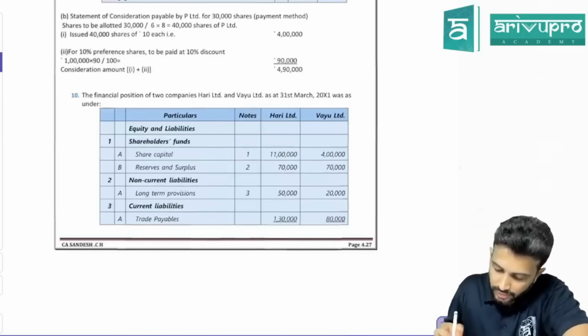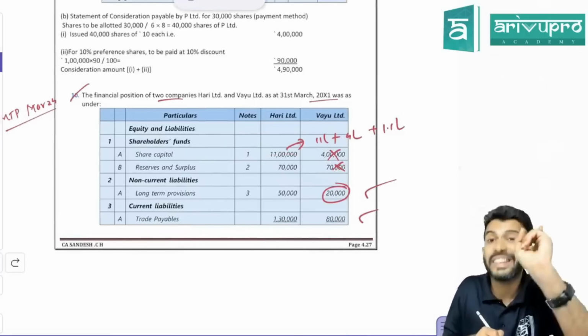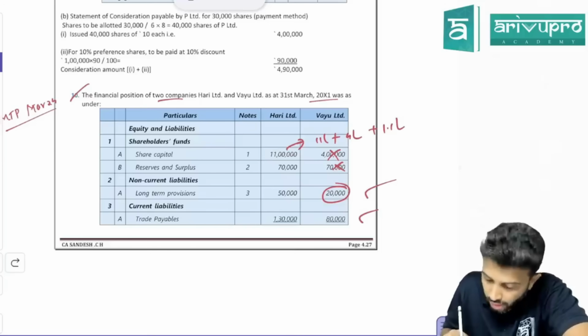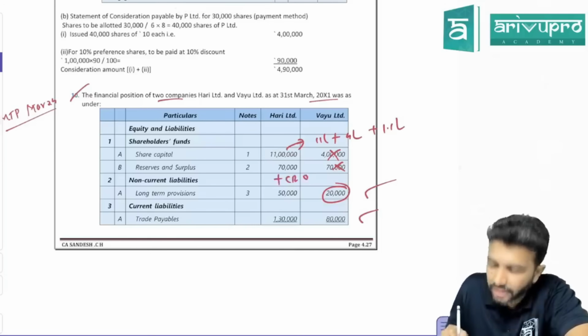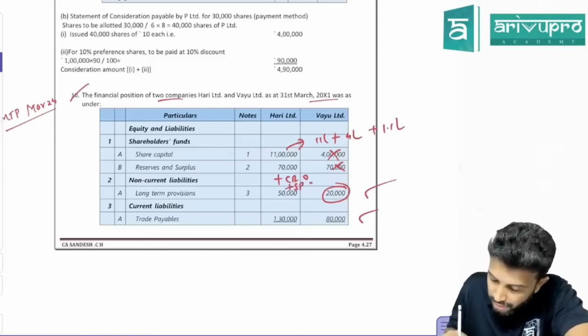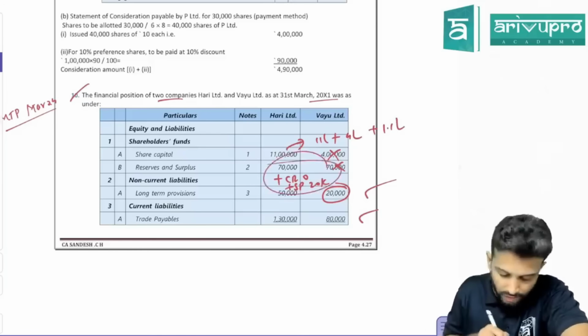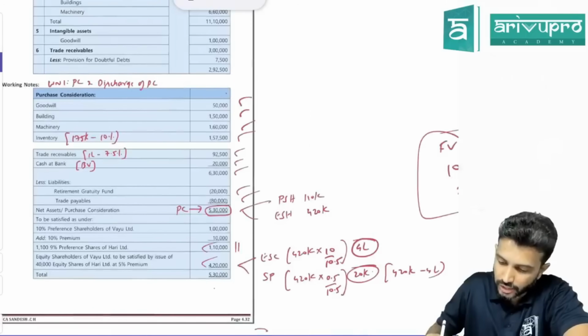Now same. Will reserves and surplus of Vayu Limited, the selling company, come? No. But will Hari's come? Yes. Only this much or extra? Extra. To this, if you have any capital reserve, add. Is there any capital reserve in this problem? Zero. But do we have any securities premium? Yeah. Equity shares were issued at a premium of 20,000. So add this. How much will it become? 90,000. Check, have they shown 90,000?